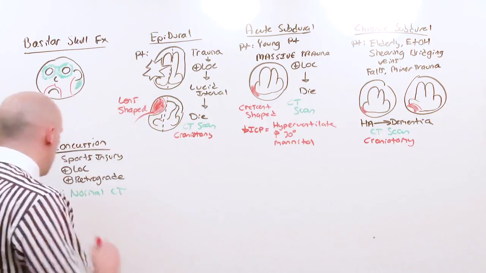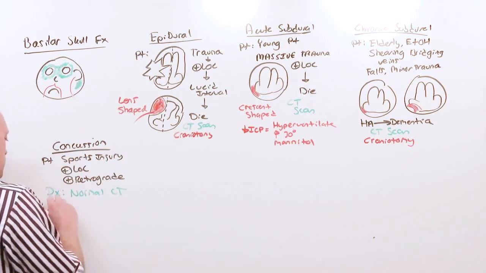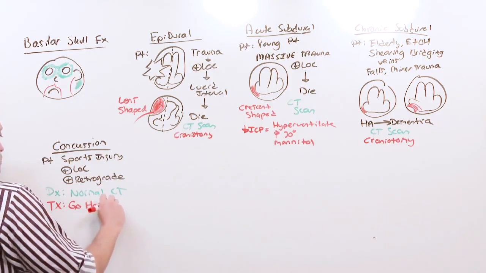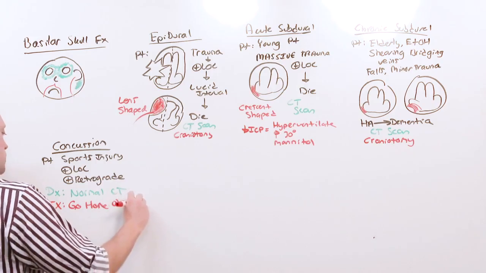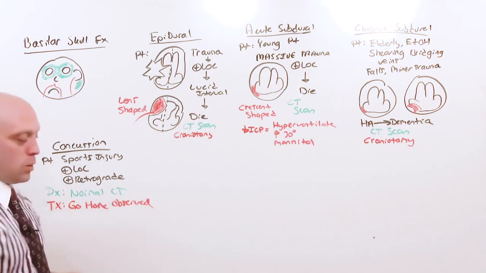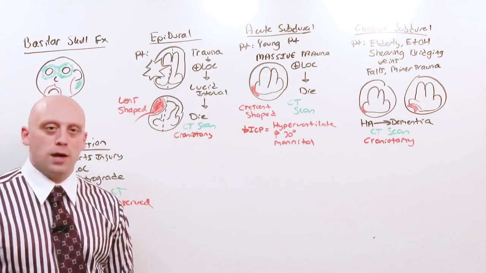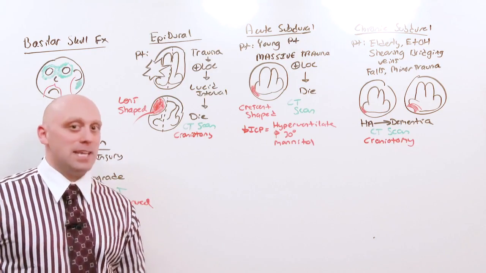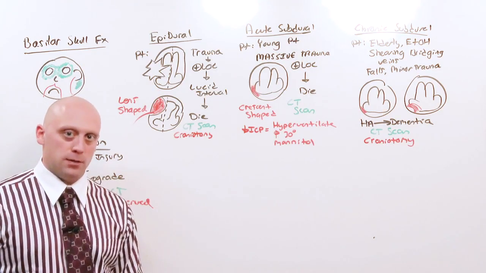Because if someone comes in with a GCS of 15 and has a normal CT scan, they can go home and be observed, as long as there's someone there to observe them. What they're looking for is the inability to be aroused, nausea, vomiting, seizures, focal neurologic deficit. Any change, any abnormality prompts them to come back in.